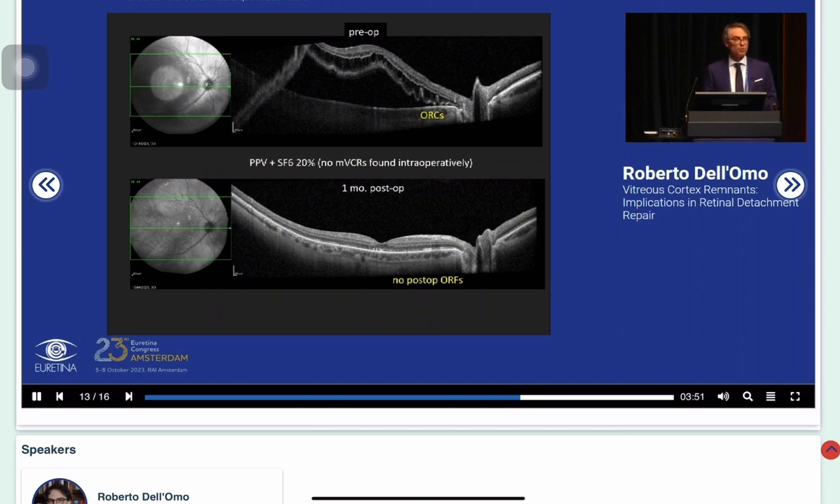I show you two cases. In the first one, there is the presence of outer retinal corrugation pre-op. There are no pre-op biomarkers on OCT of macular VCR, and actually we didn't find macular VCR intra-op. This patient had PPV and tamponade with SF6 20%. We do not have any post-op outer retinal fold.